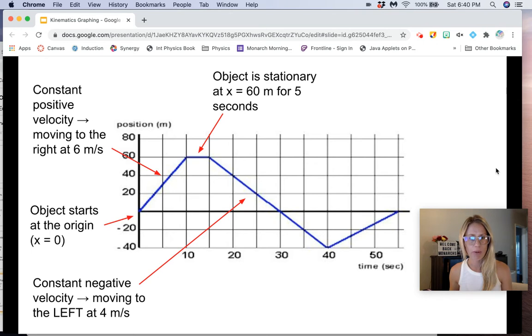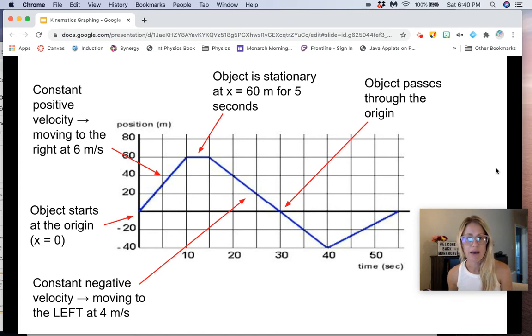At that point where we cross through the x-axis, that means we're crossing through the origin, right? Because we know that the x-axis is x equals 0. So the object passes through the origin there. And then at 40 seconds, it looks like that negative velocity becomes a positive velocity. Remember, the sign of velocity is just the direction that we're moving. From 15 to 40 seconds, we're going to the left, and then at 40 seconds, the object turns around, okay? And then we're moving back toward the origin to the right because we have a positive velocity from 40 to 55 seconds. And again, we can find that positive velocity by finding the slope.